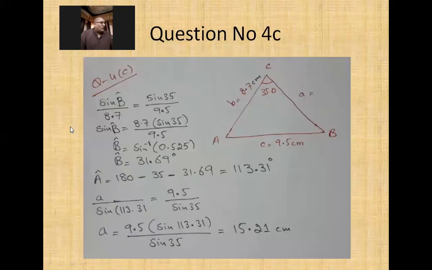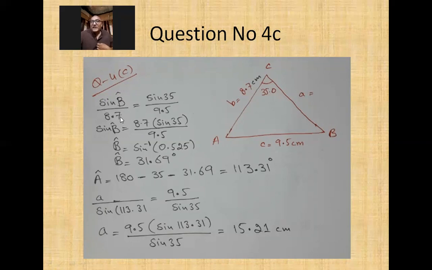Okay. Now on your screen, question number 4 and its C part is showing up. It says the angle C is 35, the B is 8.7 centimeter and the C is 9.5 centimeter. Find the unknown angles and sides. Okay. So I know this side, that's 9.5. Opposite to this, the angle is 35. And I know this side is 8.7, but I don't know this angle. So I can find this angle by using the law of sine.